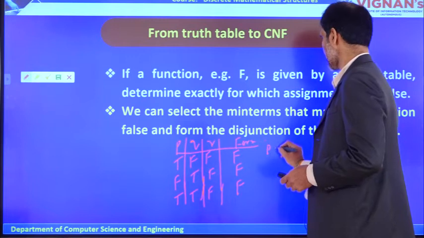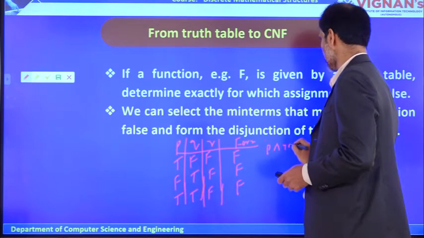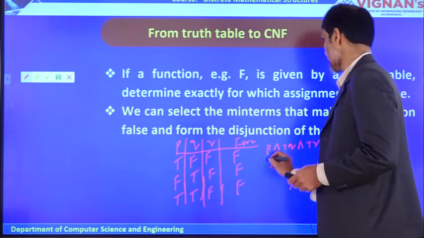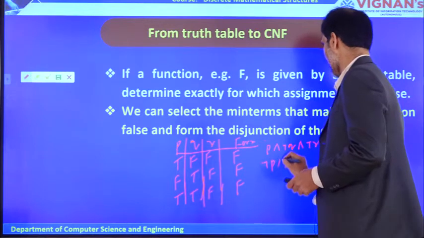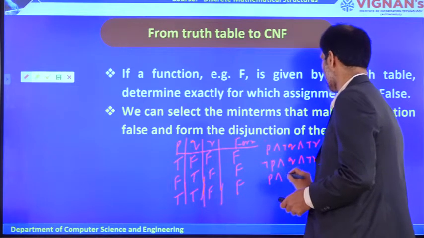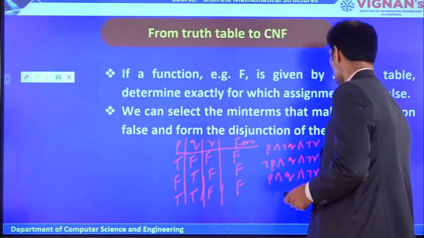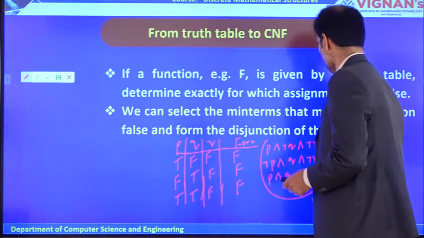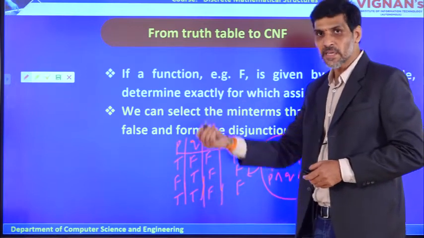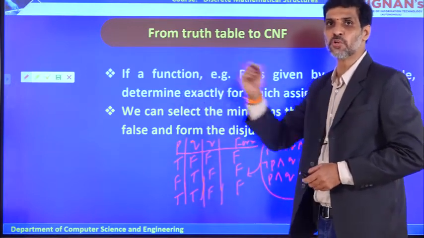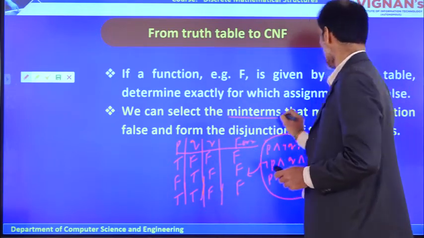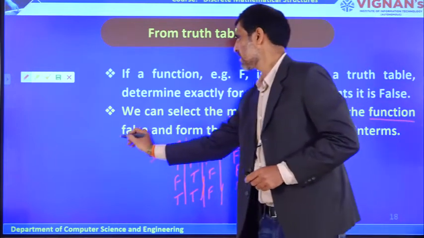What is the minterm for this assignment? You take P and negation Q and negation R. Why? Because these two are false. Similarly here, negation P and Q and negation R. And P and Q and negation R. So write the minterms for which the assignment is false. In the case of DNF, we wrote the minterms for which the assignment is true. Remember that. So we have selected the minterms for which the function is false.